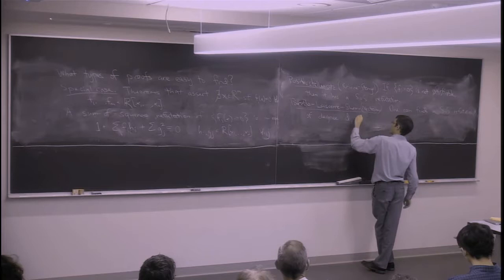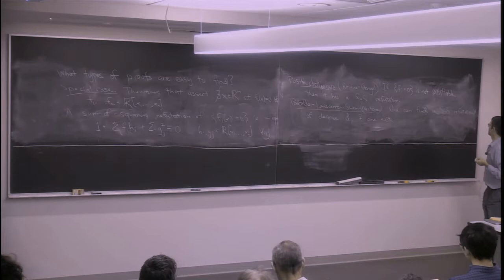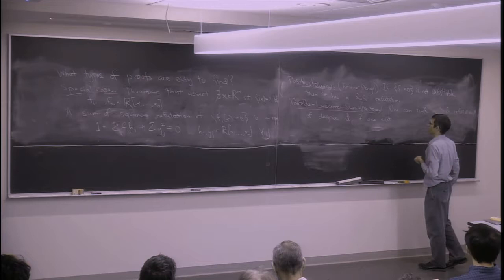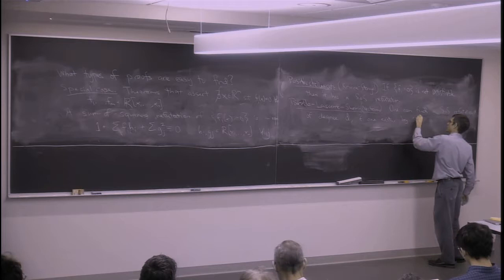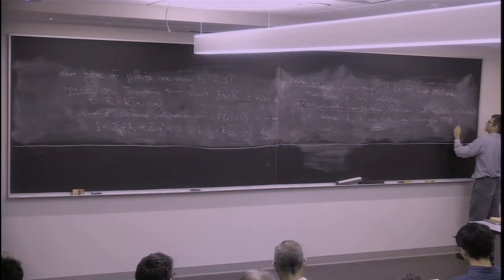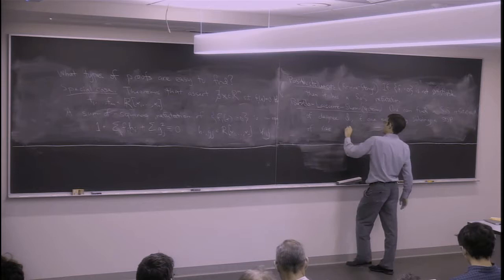For a fixed bound on the degree of the refutation that you're searching for, one can find a sum of squares refutation of degree d by solving a semi-definite program of size n to the big O of d.